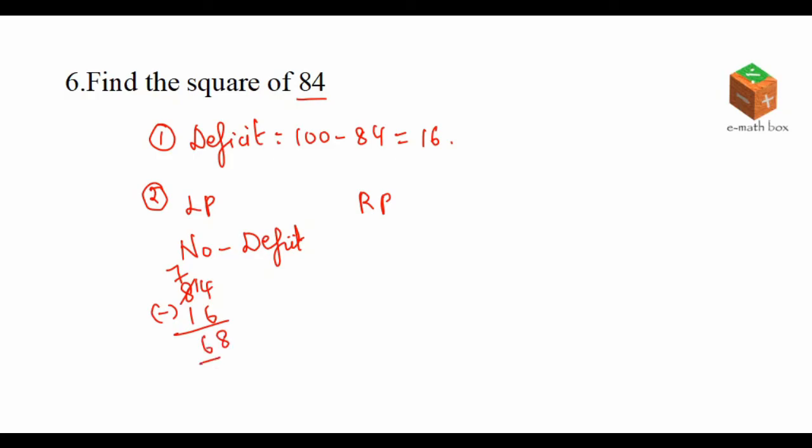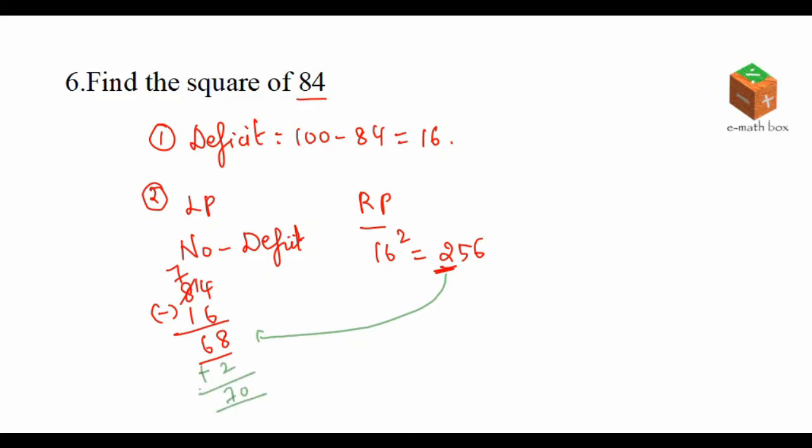Here you can see it is a 3-digit number, and as you already know, the right hand side part should contain only a 2-digit number. So let's give the borrow to the nearer number, which is the left hand side part. So 68 plus 2 gives us 70. Finally we can combine the answer and write it as 7056. So the square of 84 is 7056.